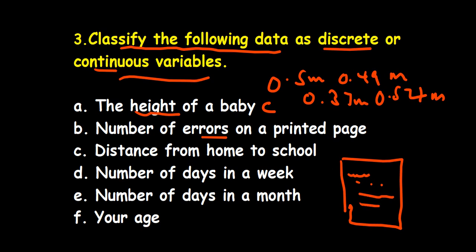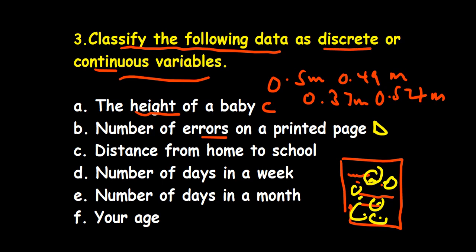Okay, and then let me represent my errors in yellow. Maybe I have an error there, error somewhere, error, like that. So these are my errors here, you can count them: 1, 2, 3, 4, 5, 6. So you can count the number of errors on a printed page. Since we can count those errors in whole numbers, we are going to say this will be a discrete variable.